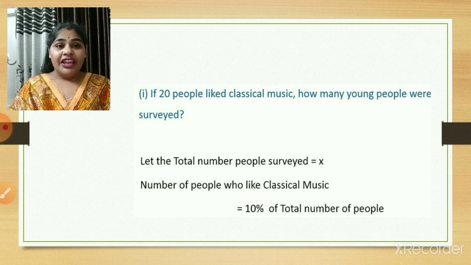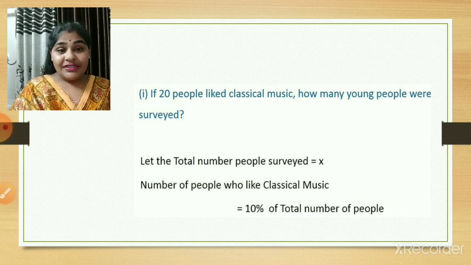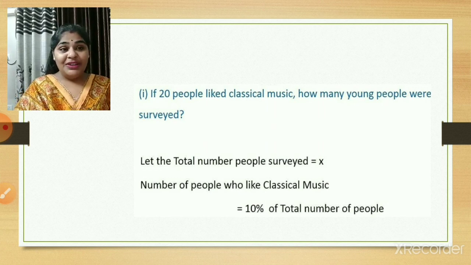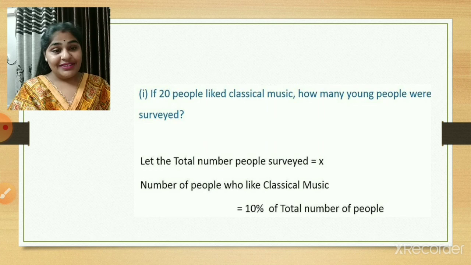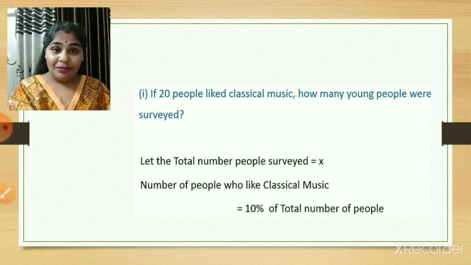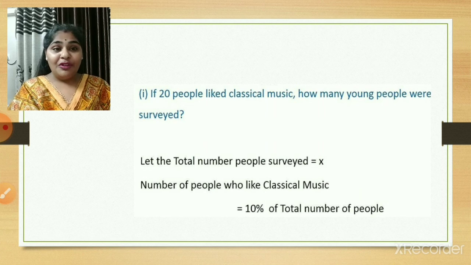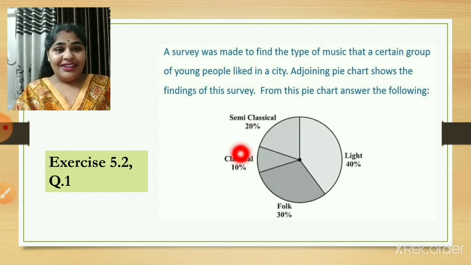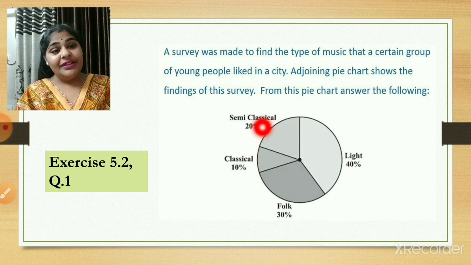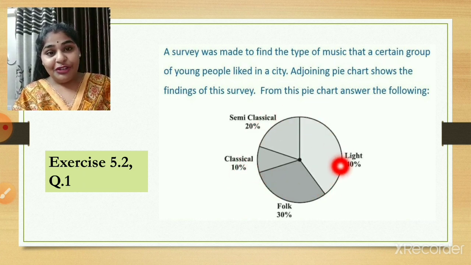The first is, if 20 people liked classical music, how many young people were surveyed? That is, they are asking for the total number of people. Now we don't know the total number of people, so let us keep it as x. Let the total number of people be x. Now the number of people who liked classical music is 10% of the total. You can see here, classical, how many of them like it? 10% of the total. And the total we don't know, that is x, right?